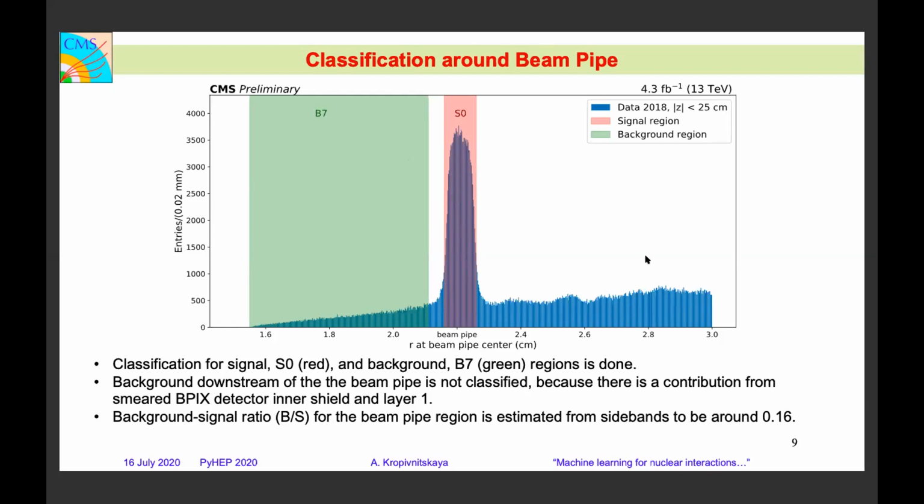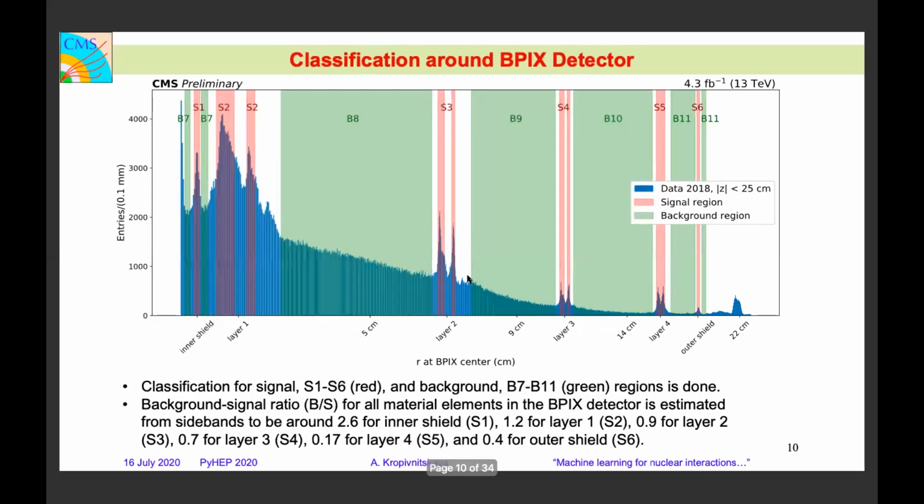I would like to point out that we don't make any classification on the right side, because there is a contribution from the inner shield and layer 1 of the BPX detector. The background signal ratio for the beam pipe region is estimated at S0 and from side bands, and it is around 0.16. So we have a small contribution of background for the beam pipe. Now we are ready to move to the pixel detector.